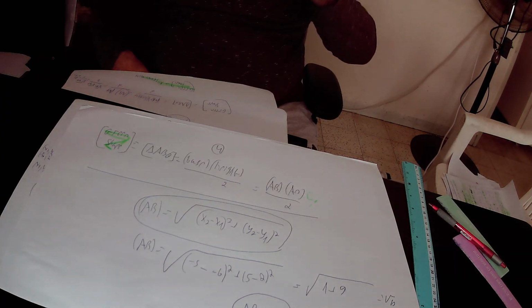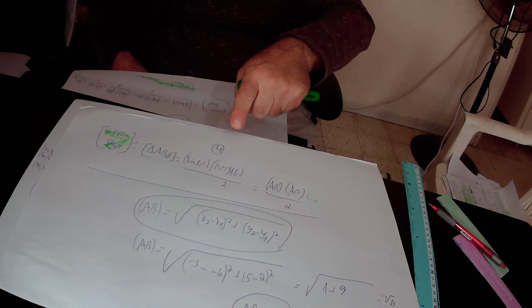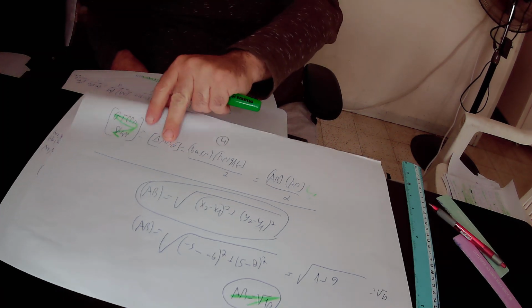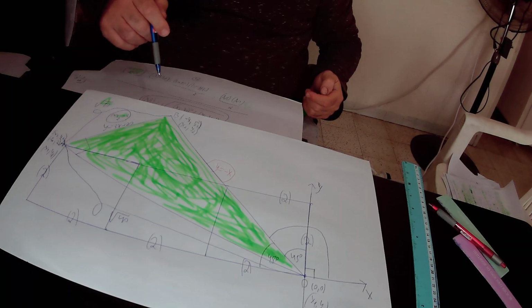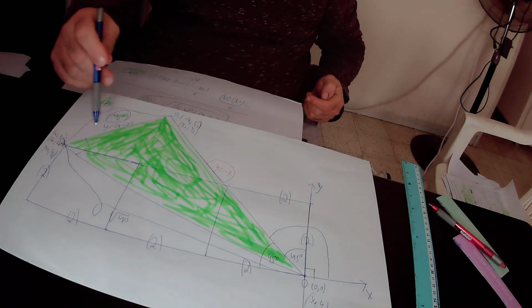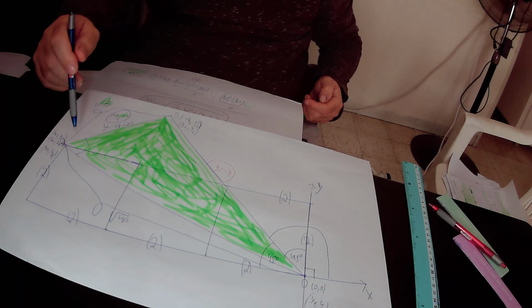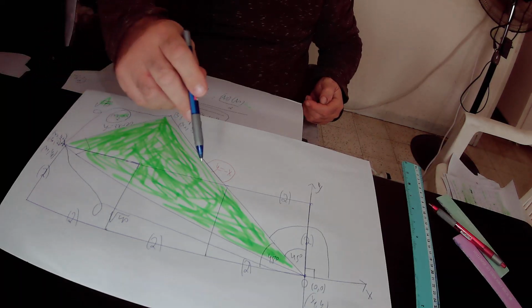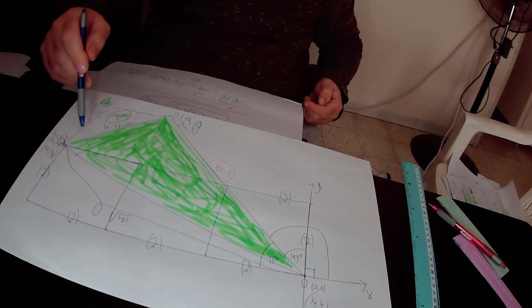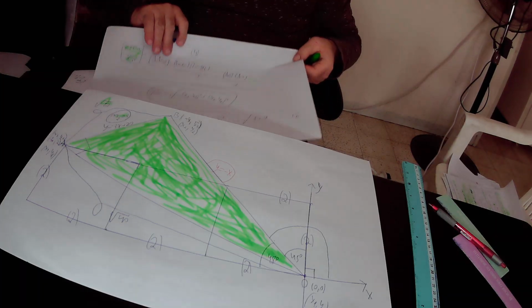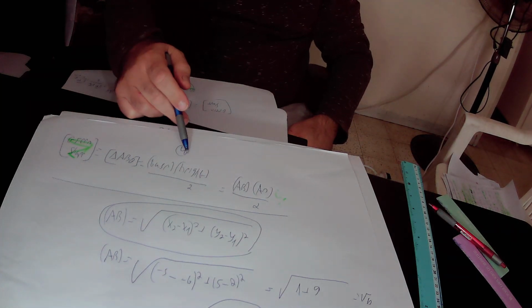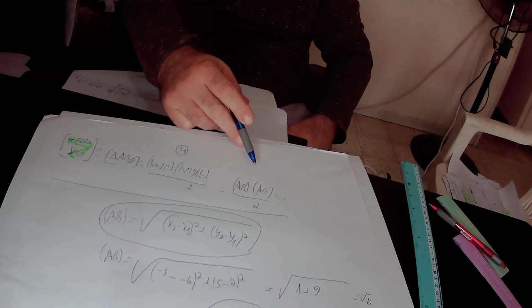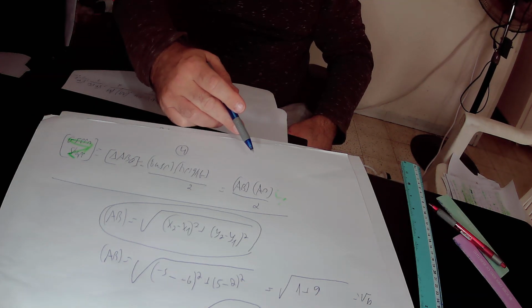And we know that the area of any triangle equals the base of the triangle times the height over 2. We choose the base of this green triangle ABO as AB, the height as AO. Why? Because AO creates 90 degrees with the base AB, and therefore AO is the height. So AB is the base, AO is the height, divided by 2.